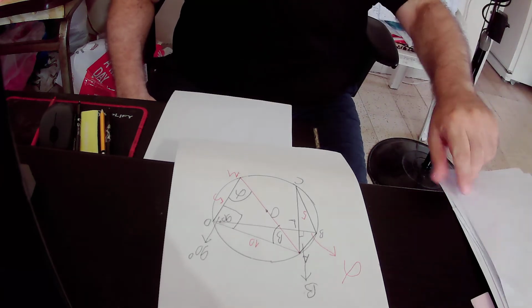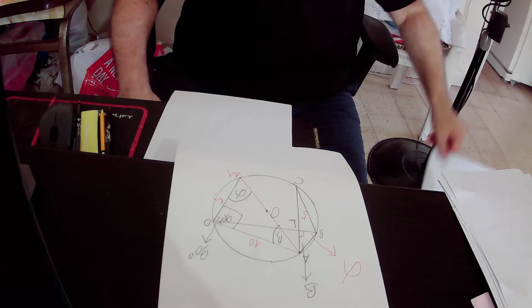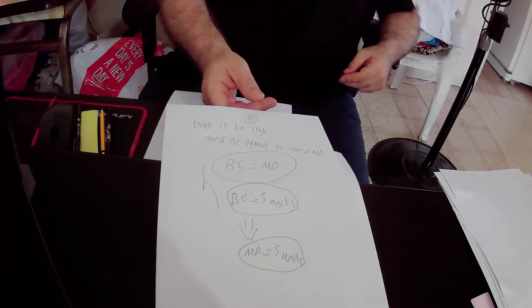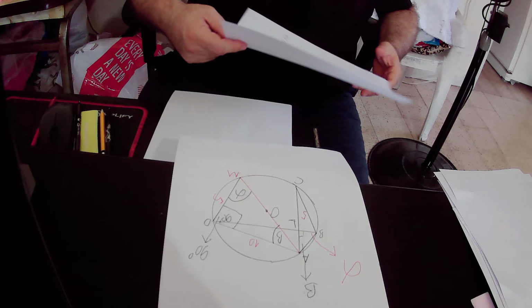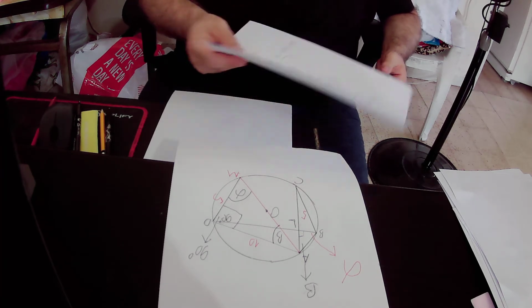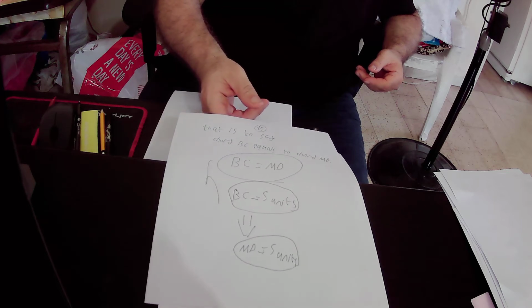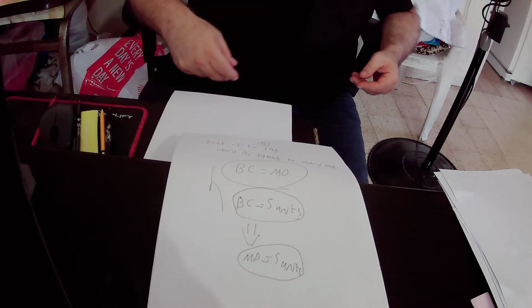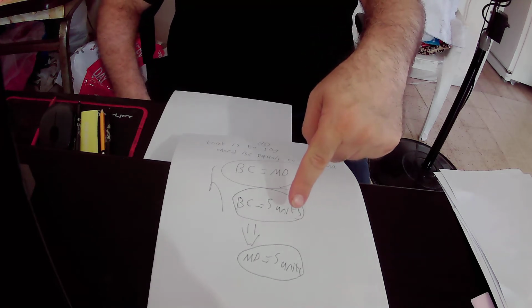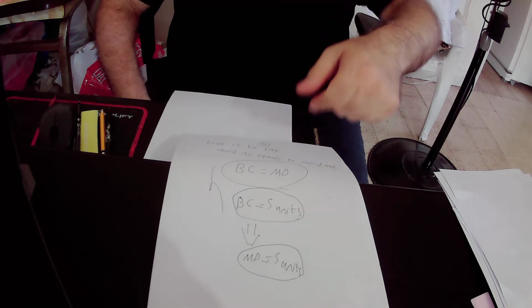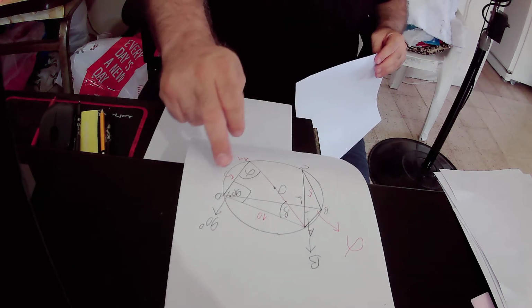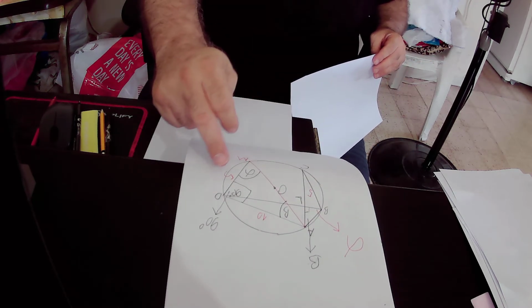So, according to rule number 3, chord BC equals chord MD. But it is given in the question that chord BC equals 5 units, so we can deduce from it that MD also equals 5 units.